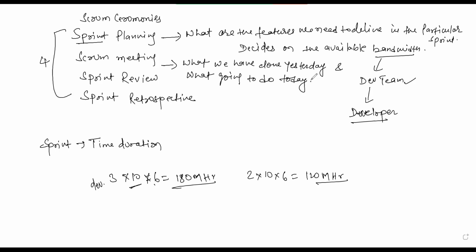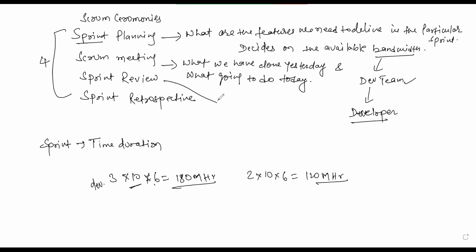So this gives complete transparency for the whole team: who is working on which user story, what is the status of that one, and all the things.